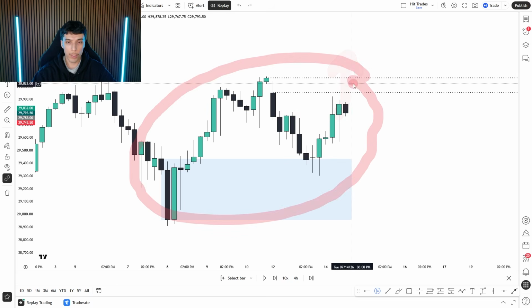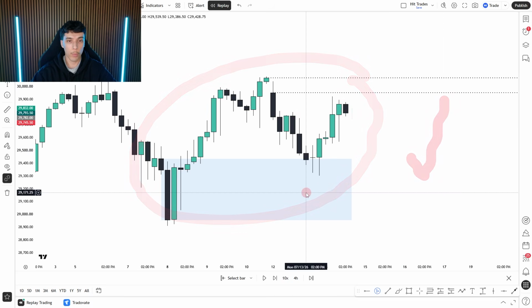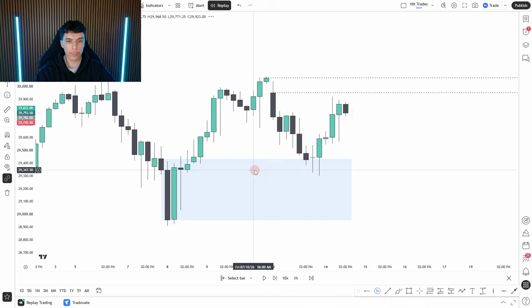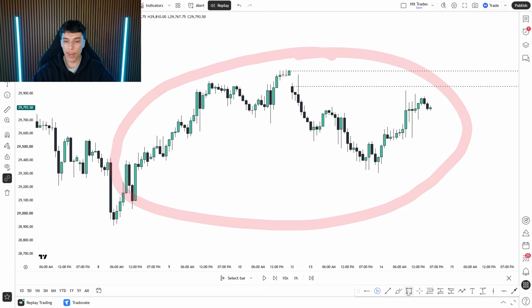But so far on the 4-hour chart, this is good. This is confirming that we are bullish. Then I'm going to drop down to the hourly chart. And here on the hourly, I'm going to be looking for the same thing, higher time frame key levels.